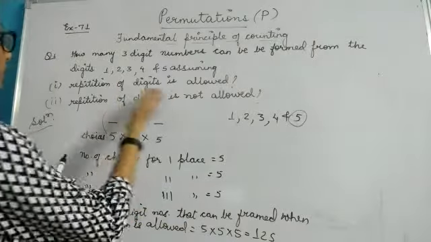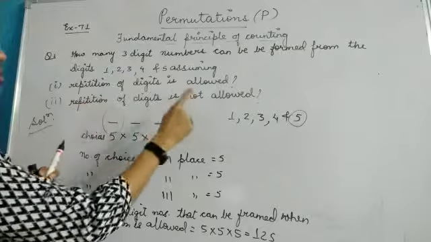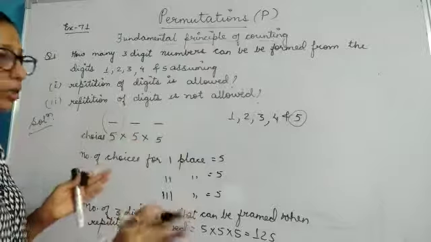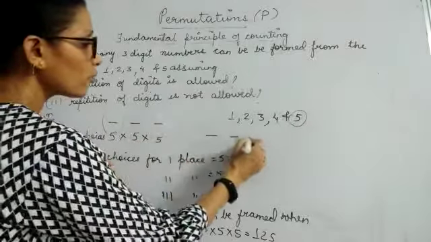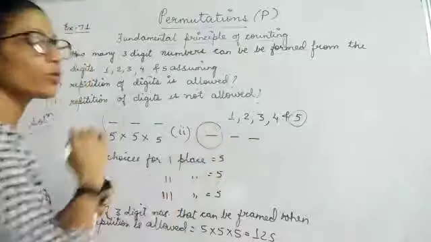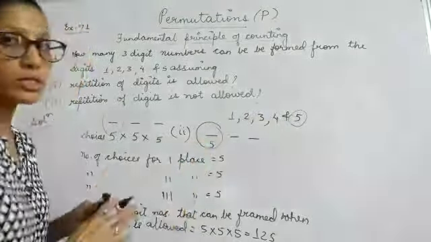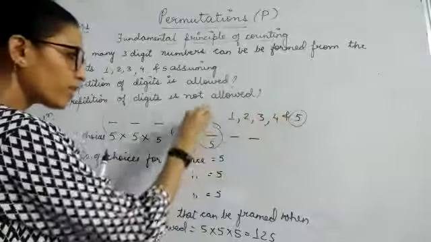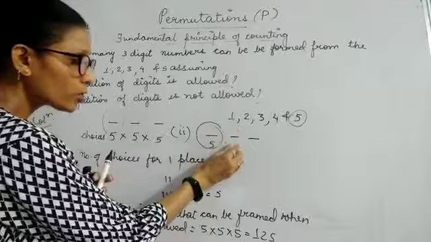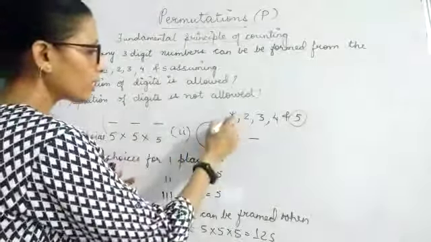Now you come to the second part. Here it is given to you that repetition of digit is not allowed. When repetition is not allowed, then you need to frame 3-digit numbers. So how many choices do you have for the first place? You have 5 choices for this first place. Now that means you have fixed one number over here. How many choices do you have for the next place?